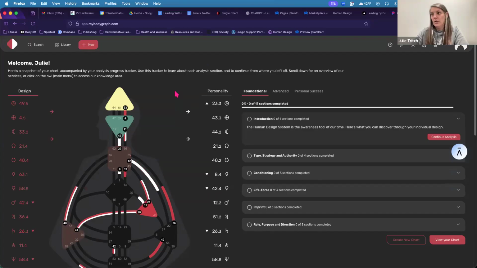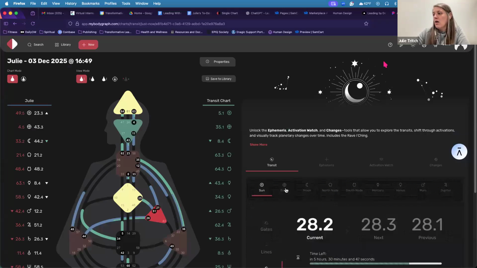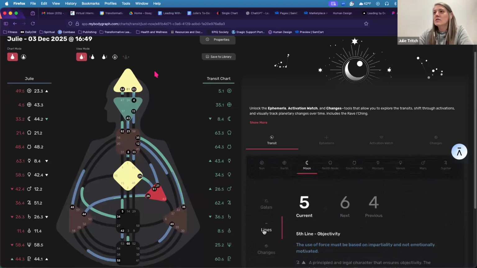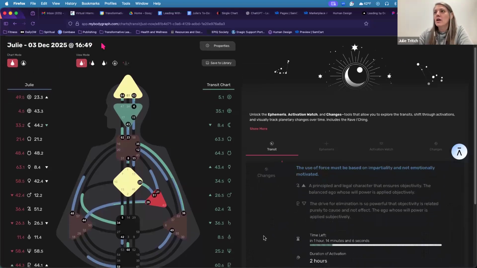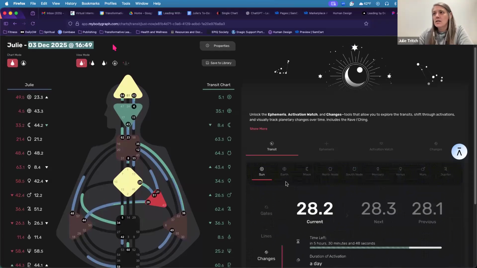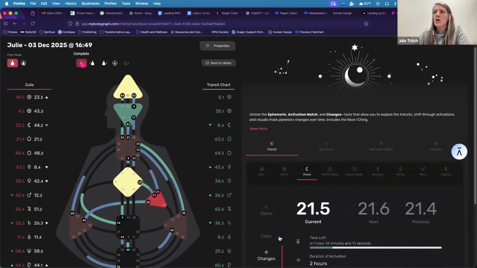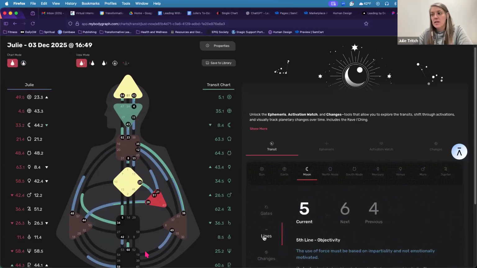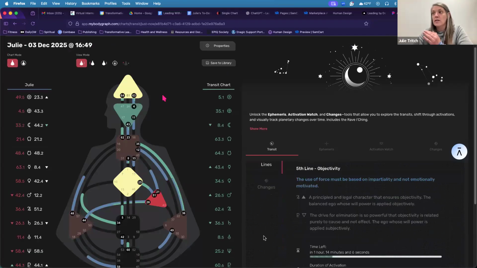Now, what I want you to do when you're on this site is come over here and come up to this little icon right here. This is the transits icon. So we click on that. Now you're going to see here is today's date. Here's the time. Right here, we're looking at the standard chart. This says complete, because this is complete with the current transits, okay?